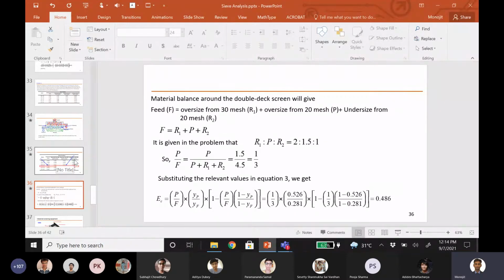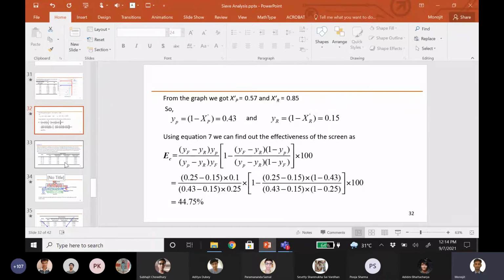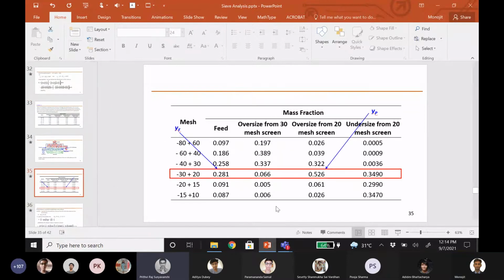But if we try to solve this problem using the final expression of the efficiency that we have seen, we need another piece of information, which is YR. YR is what? Mass fraction of desired material in the reject stream. So how can we get it from this table?